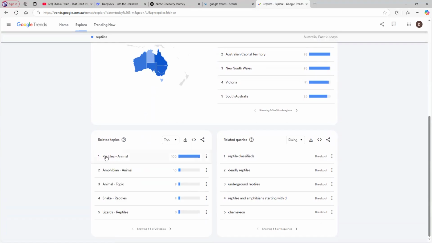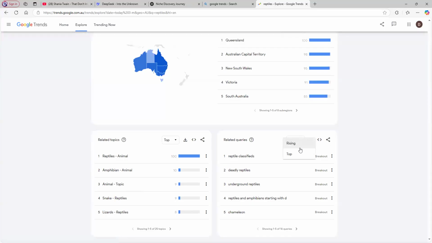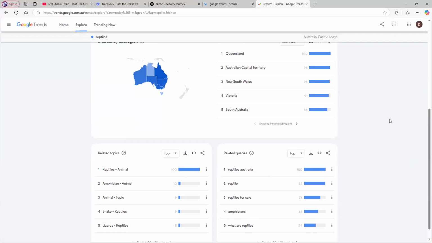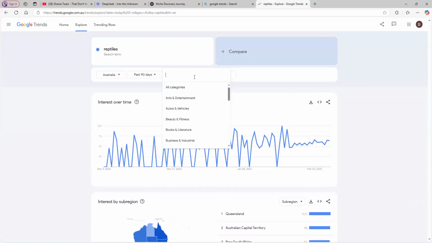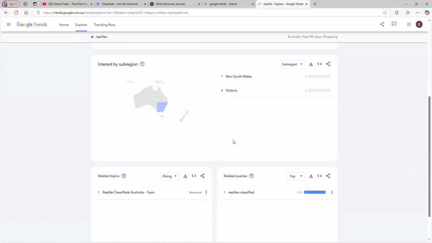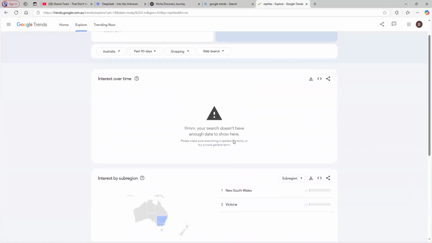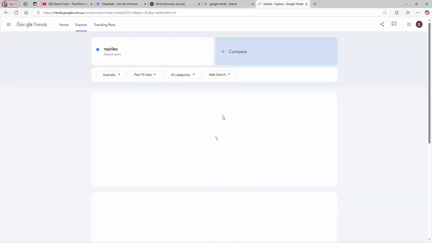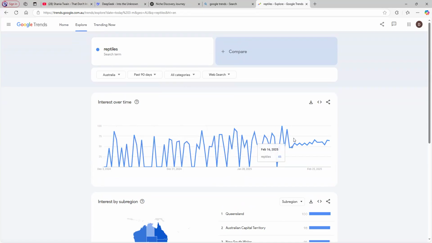So we go top: reptile animals, amphibians, snakes. And again, instead of rising, we go top: reptiles Australia, that's typical reptile, reptiles for sale, amphibians. Now, the other thing that you can do is we go to shopping and we see what it does. Nope, not very many people are doing the whole shopping thing for some reason. Doesn't mean much, but you can still double check. Whereas, you do all categories and it's just going to tell you interest over time. So this is what can actually help you.